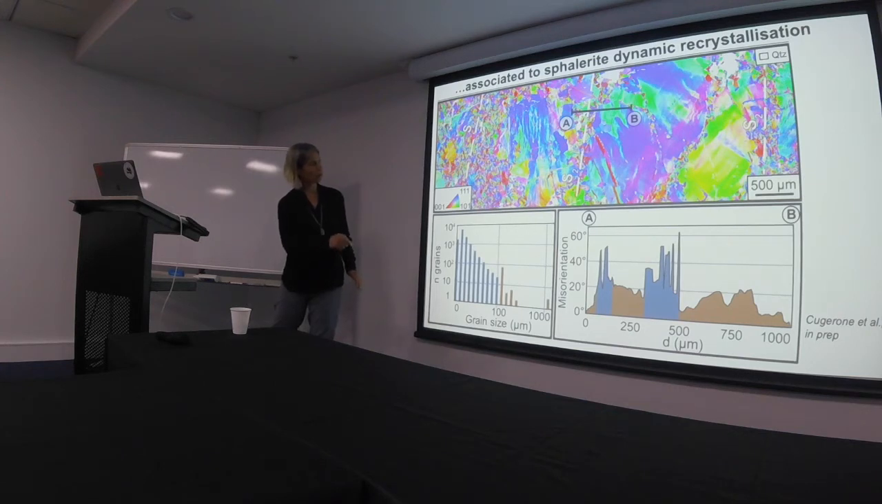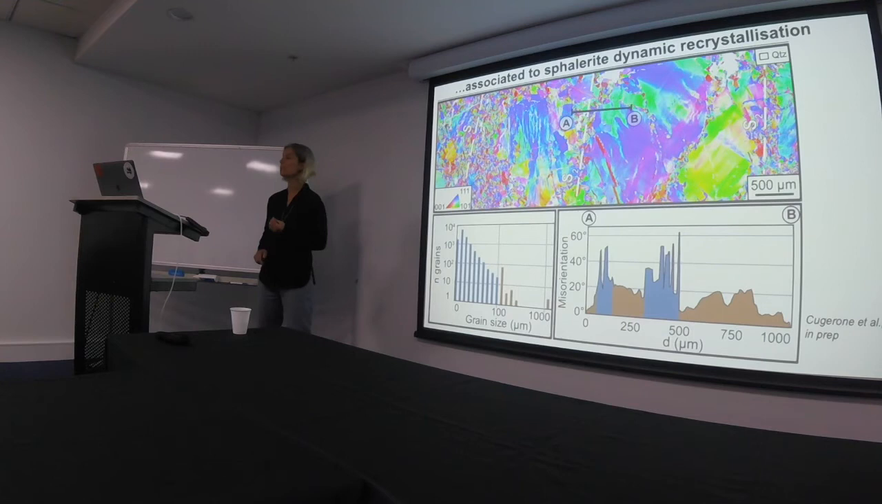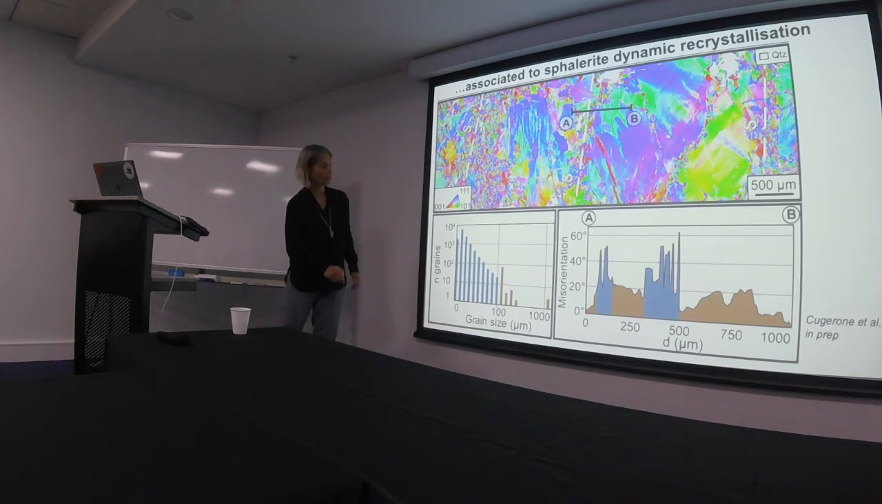In the large grain over here, the first half of the profile, we show this misorientation very smoothly from 0 to 20 degrees, indicating that this large grain of sphalerite deforms in a plastic manner. If we enter this domain, which is very patchy, tiny grains with a large variation of misorientation between the grains and their neighbors, jumping from 20 to 60 degrees, it shows that this domain is recrystallized.